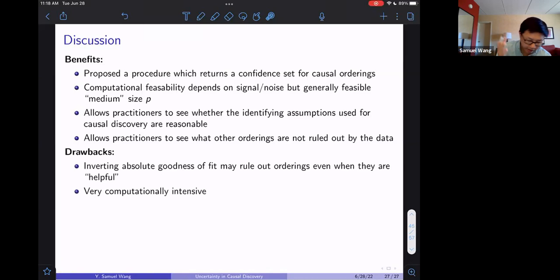So the drawbacks, I think there are many, and I want to be honest and forthright about this. Inverting the absolute goodness of fit test may rule out orderings even when they are very helpful. I'll be brief here because I know Dan wants to talk about this as well. But you can imagine the case where I have an empty confidence set and I've ruled out all orderings, but it could be that the misspecification is still mild enough that the point estimate that you get is actually still useful, right? So it could be that you have an empty confidence set, but the point estimate is still useful, and this is maybe a drawback.